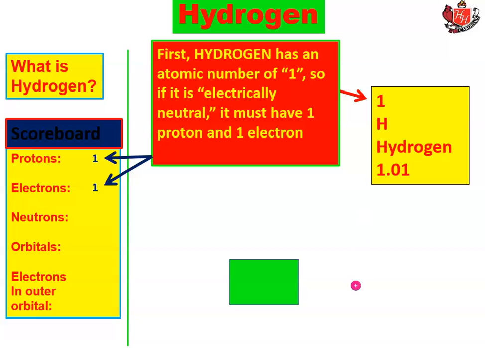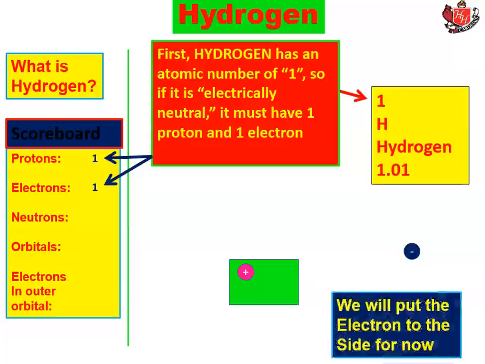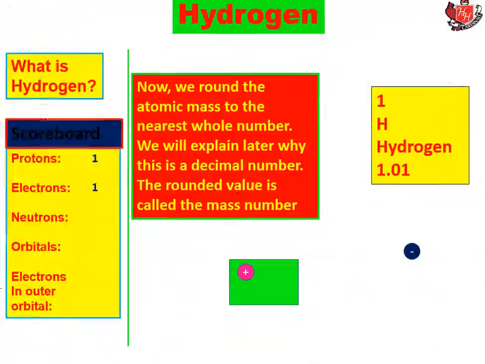The other thing we can then do is go ahead and place that proton in the nucleus. The nucleus here is rectangular so as not to get it confused with the orbitals, which are circular. Okay, so we're going to take the electron that we know we have, and we're going to stick that off to the side right now. All right, next thing we want to do.